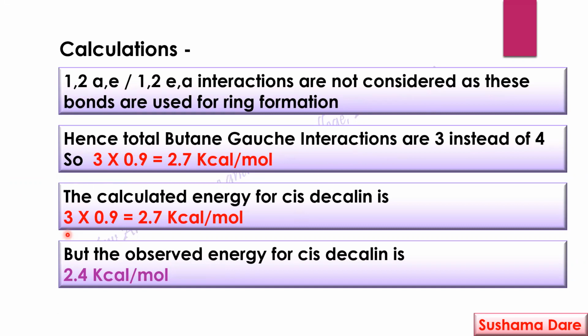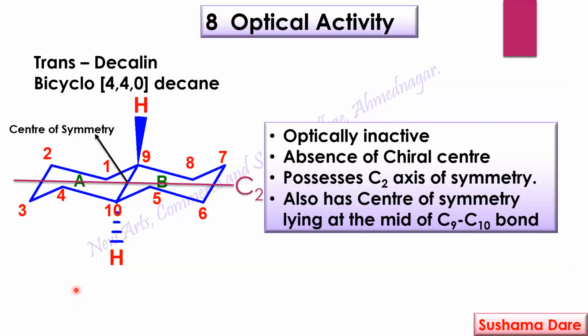But this is the calculated energy for cis-decalin. The observed energy for cis-decalin is 2.4 kilocalorie per mole. So every time, instead of taking 2.7 kilocalorie per mole, when we talk about the 6-6 fusion, for energy calculation the value we are going to consider in case of a cis-decalin system is the observed value, 2.4 kilocalorie per mole.